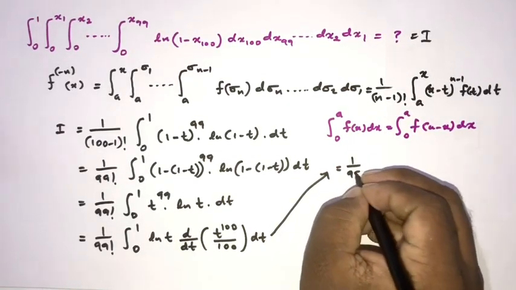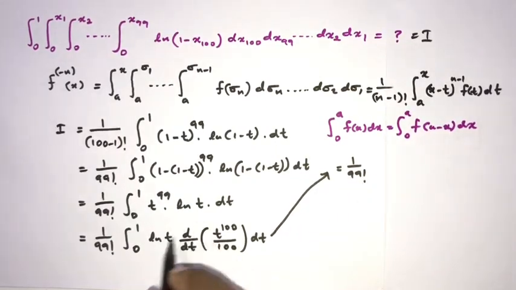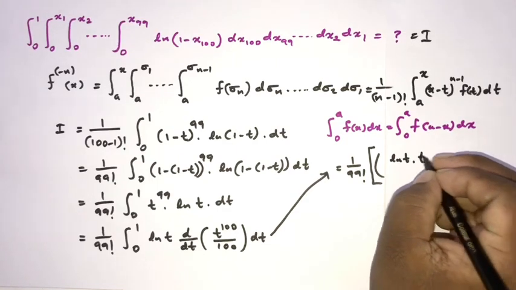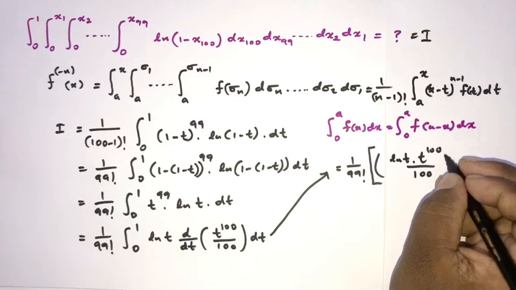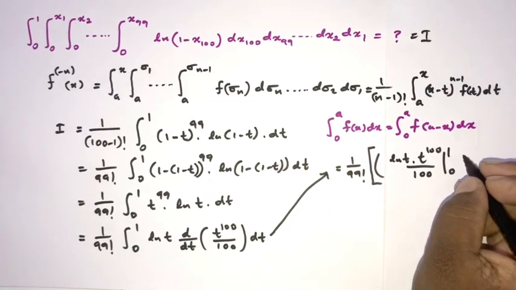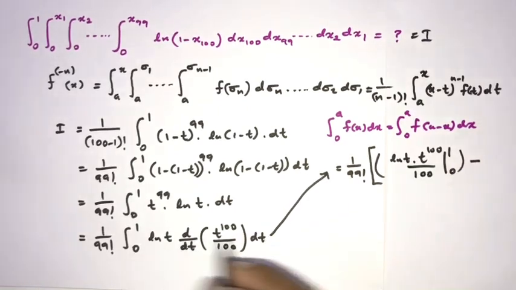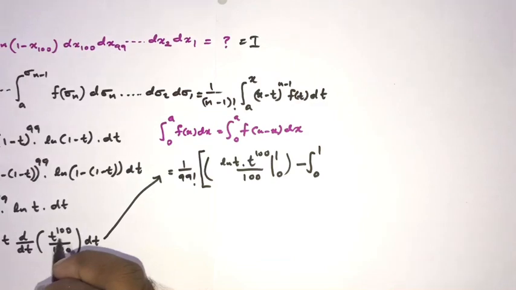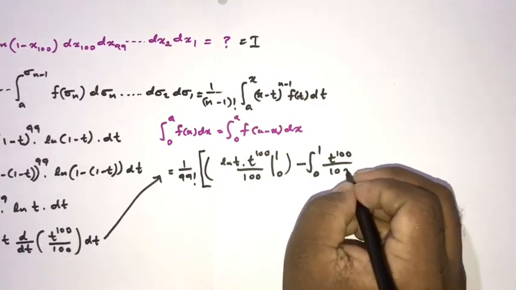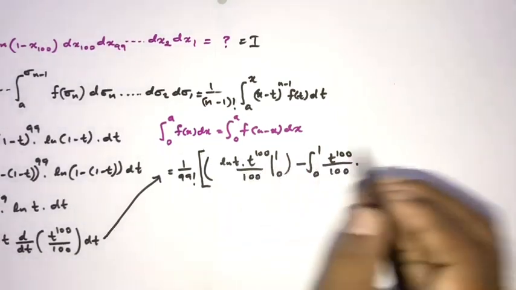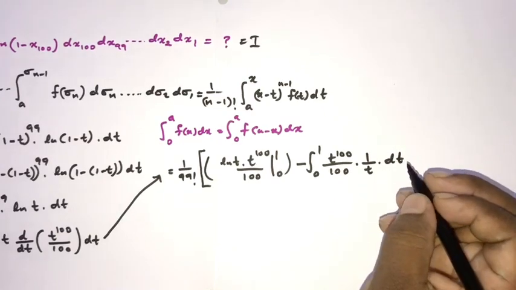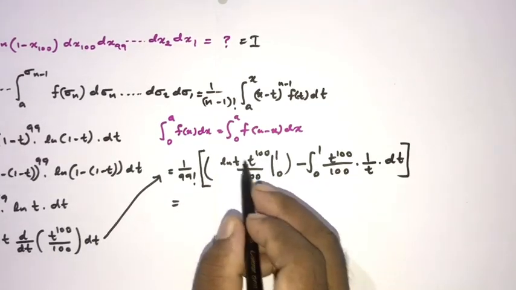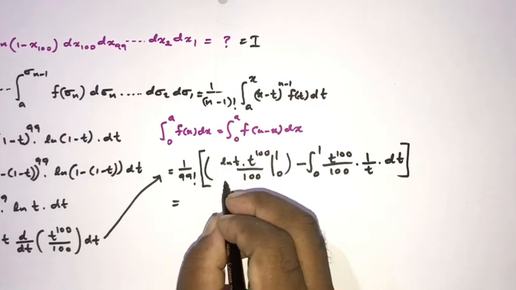This is equal to 1 over 99 factorial, then the product of these two functions. So we have natural log of t times t to the 100 power over 100 from 0 to 1, then minus, again integral from 0 to 1. Now rewrite this function: t to the 100 power over 100, and the derivative of natural log of t, we know, 1 over t dt. Now we can simplify. If we apply the limit, if we apply 1, natural log of 1 we know is 0, and if we apply 0, t is 0. So this part will be 0.